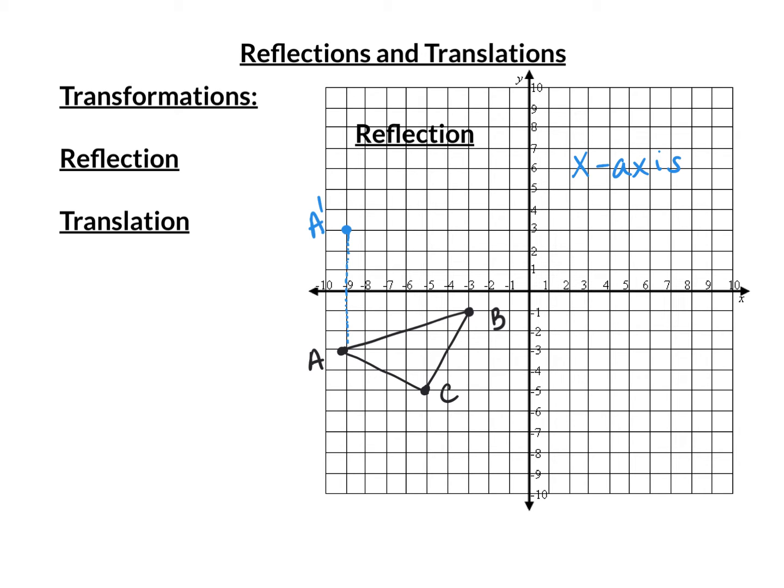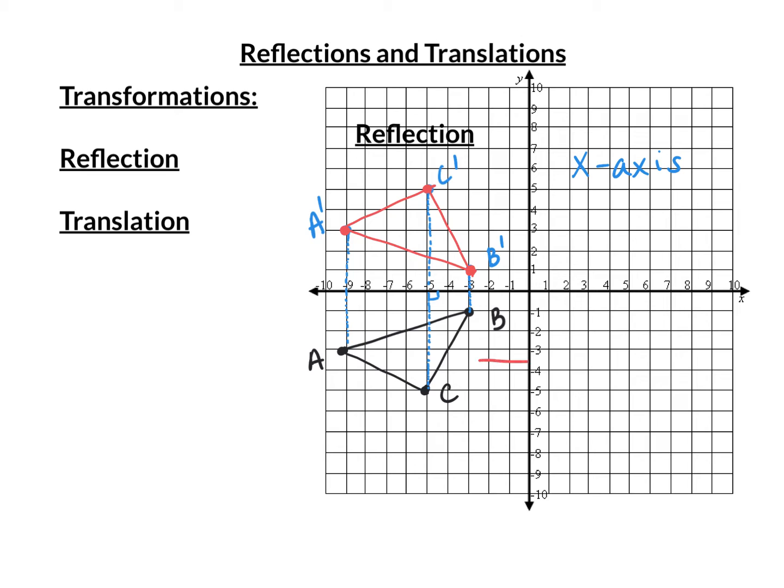When we do B, we go along a perpendicular to the line to a right angle. We go the same distance on the other side, and that point will be B prime. And then for C, we'll do the same thing. Go along a perpendicular to your line of reflection. Right there's a right angle. Notice that C is 5 away from the x-axis. We'll go 5 up, and that is the new location for C, or C prime. Then we'll connect those points, and the triangle in red is the reflection of the triangle in black.